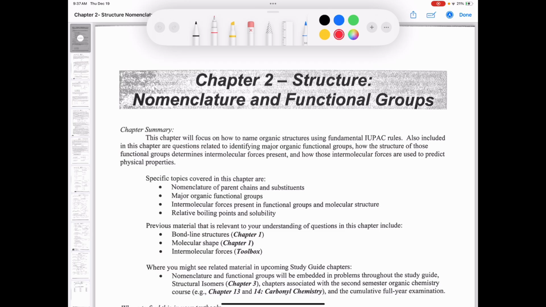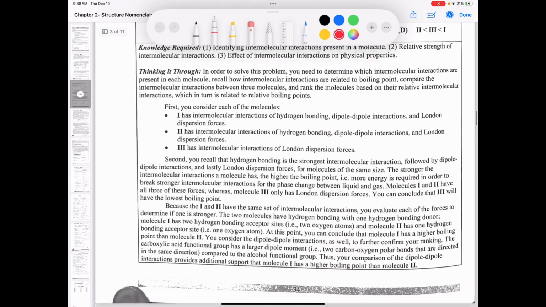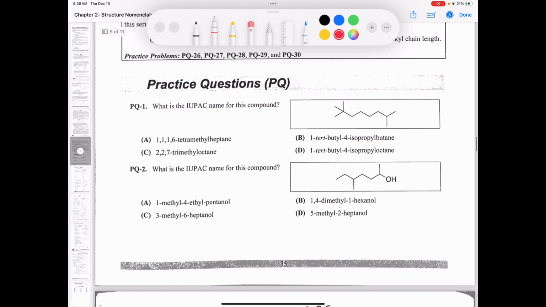Okay, let's take a look at Chapter 2 from the Organic Chemistry ACS Study Guide. And Chapter 2 covers nomenclature and functional groups. So we're going to skip right ahead through the practice questions. And we'll start with these questions here.